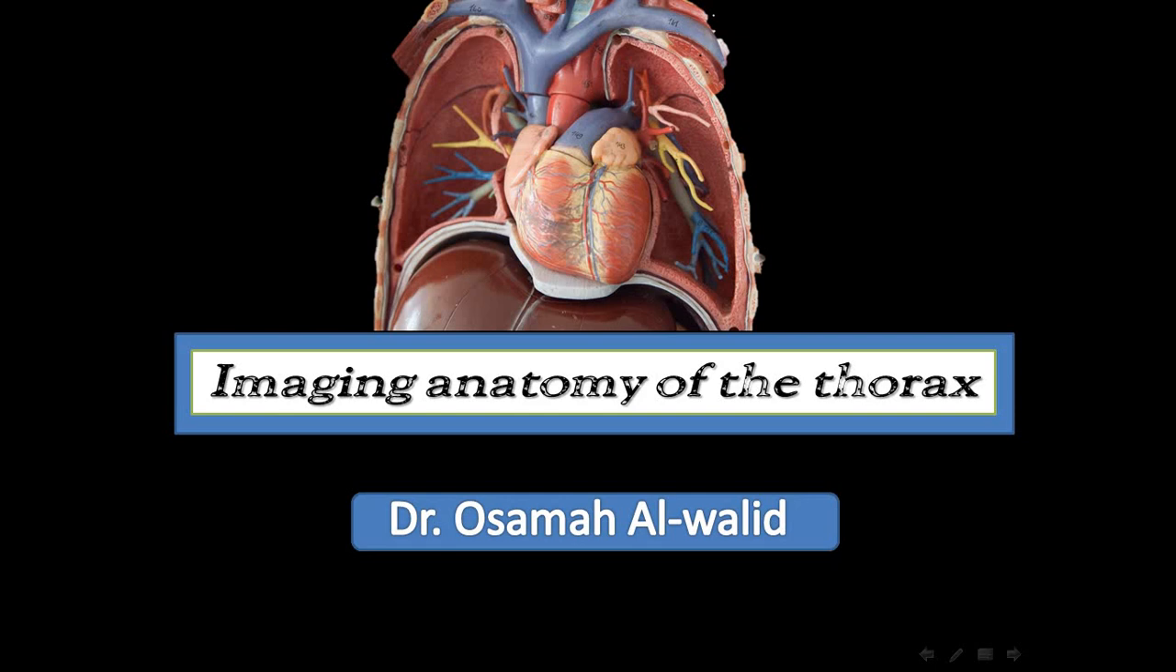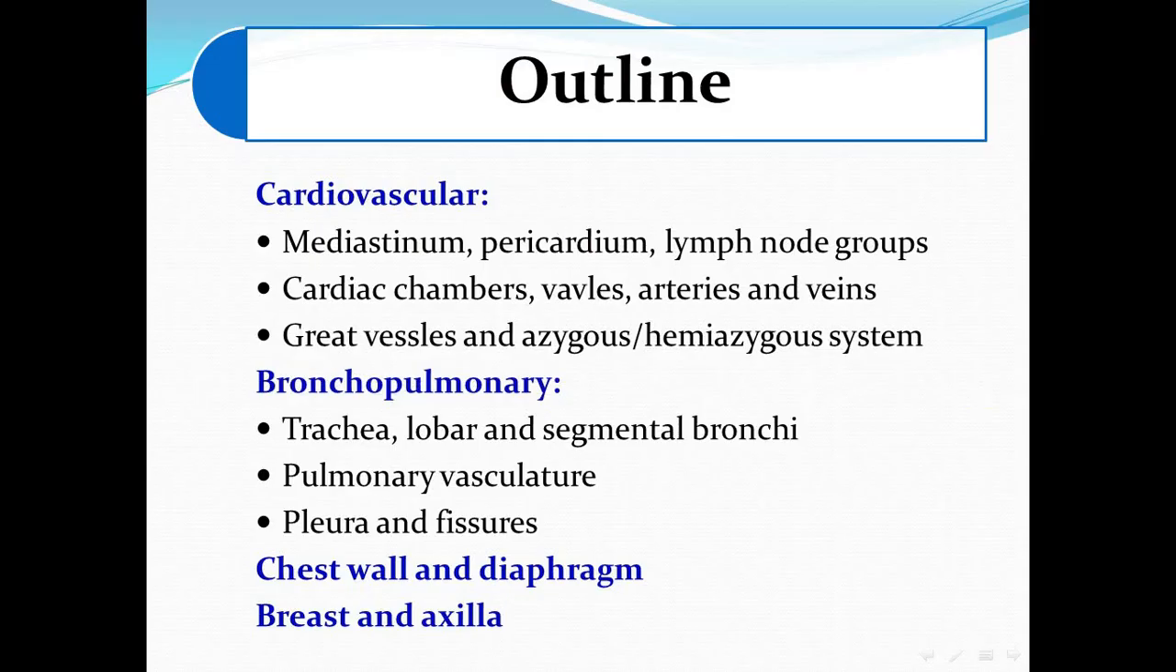Welcome to our new section, which is the imaging anatomy of the thorax. We have finished the imaging anatomy of the brain and head and neck, and it was a difficult part, right? So we are going to the lovely part, the chest. Why is it lovely? Because it has this, right? Okay. So the outline of the thorax section will include all of these.